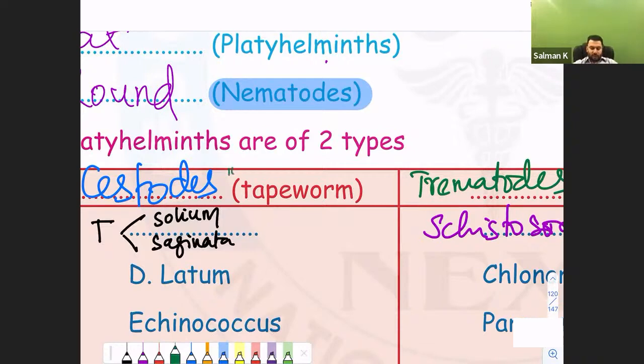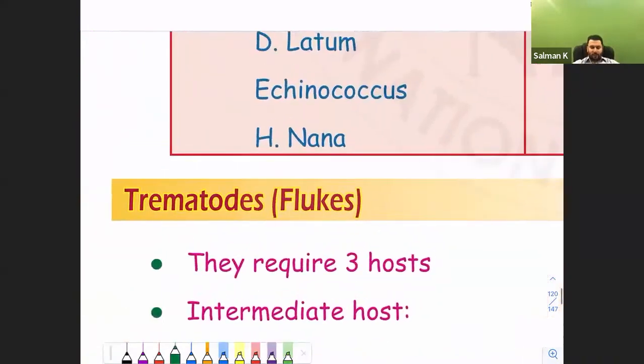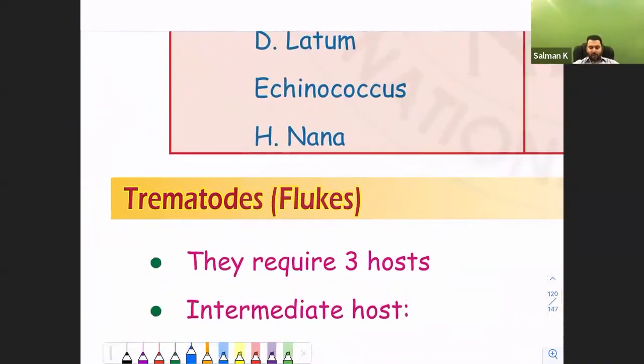Cestodes are tapeworms which generally have some animal name. If you remember the basics, like dog tapeworm, pork tapeworm, like that, you know some animal name is involved. Except for one guy who doesn't have an animal host, H. nana. H. nana is known as the dwarf tapeworm. H. nana simply would be known as what? H. nana would be known as the dwarf tapeworm.